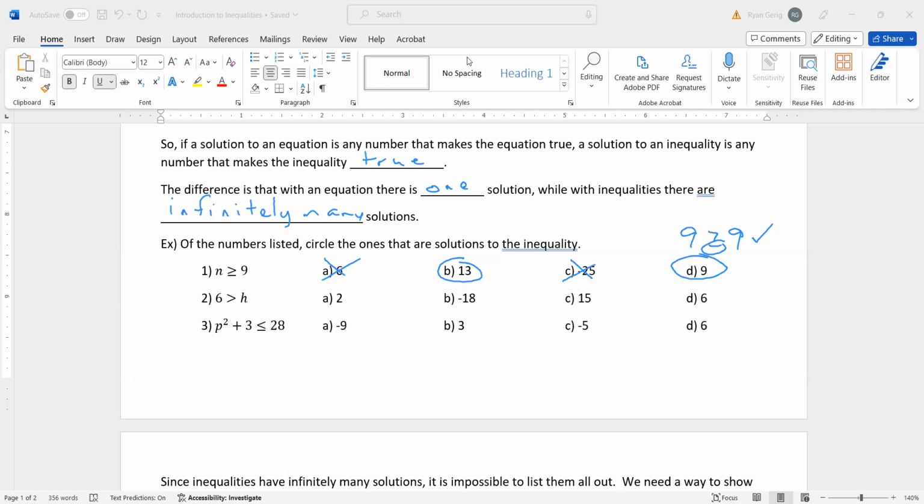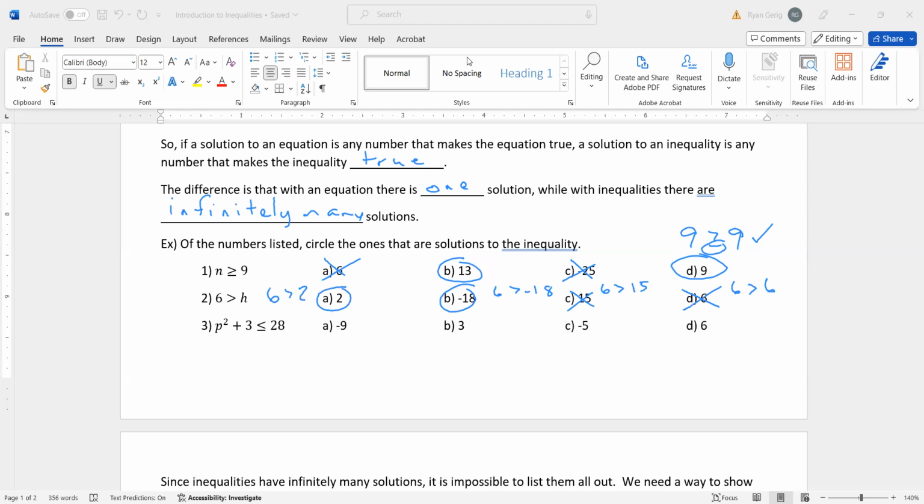Okay, number 2. I'm going to take 2 and put it in for h, and it gets a little more tricky when the variable's on the right-hand side. So 6 is greater than 2. Is that a true statement? Is 6 bigger than 2? Yes, it is. Negative 18. Is 6 bigger than negative 18? Yes, it is. Is 6 bigger than 15? No, it's not. Is 6 bigger than 6? No, it's equal to. Therefore, it's not a solution.